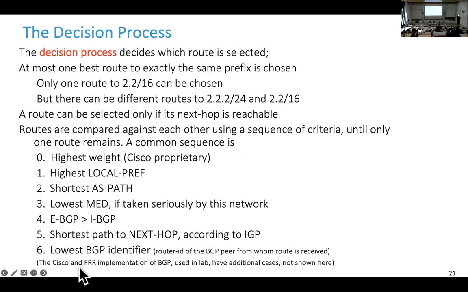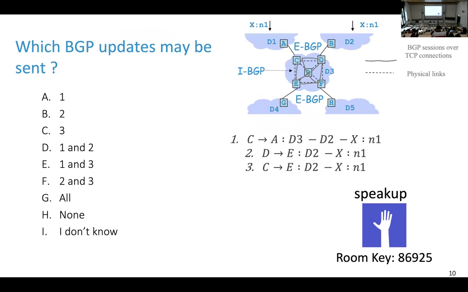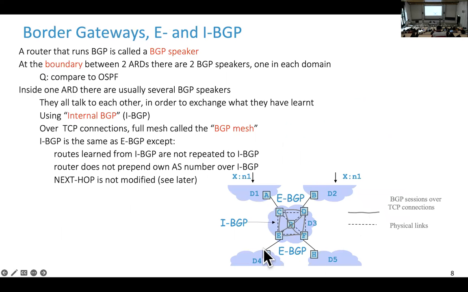So there are different criteria. You start from the top. You compare routes against each other until one of them is the main. And the one that we have reached was the shortest path to the next hub. And I'm going to explain what next hub is. So we'll use this example.